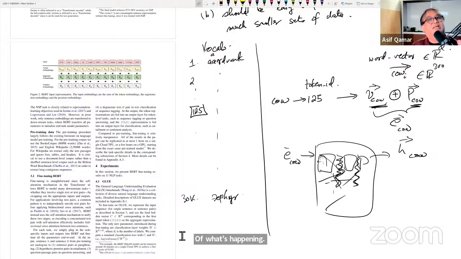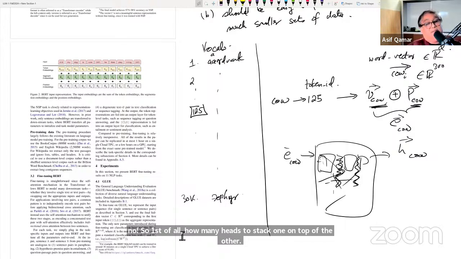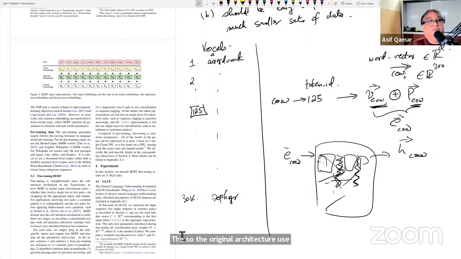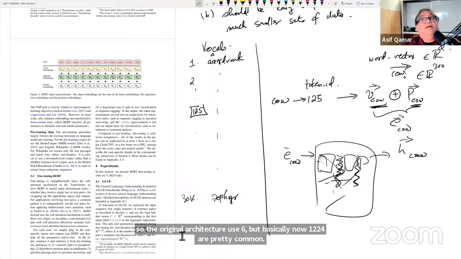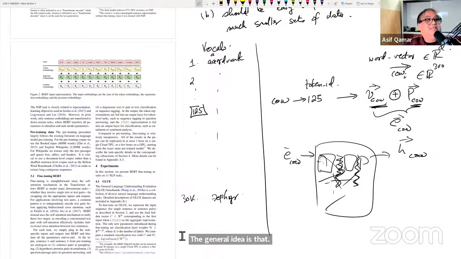So first of all, how many heads to stack one on top of the other? The original architecture used 6, but now 12, 24 are pretty common. The general idea is the training cost; it is the neural scaling law. The more heads you stack, the more parameters you have in the model, the more data you need to train, and the more compute steps you'll need to train it for. So you look at the dataset size, you look at how much hardware, time and compute budget you have, and you use that to determine how big you want to make your model.